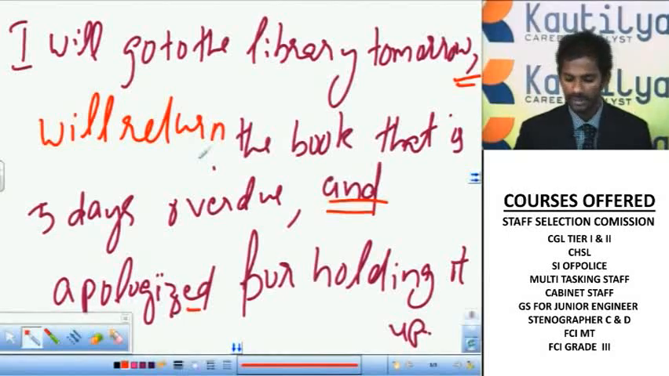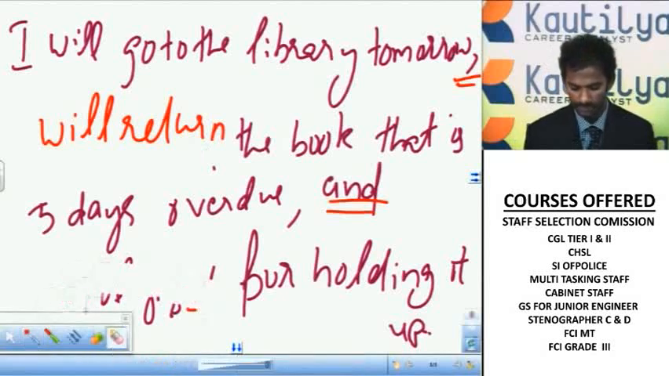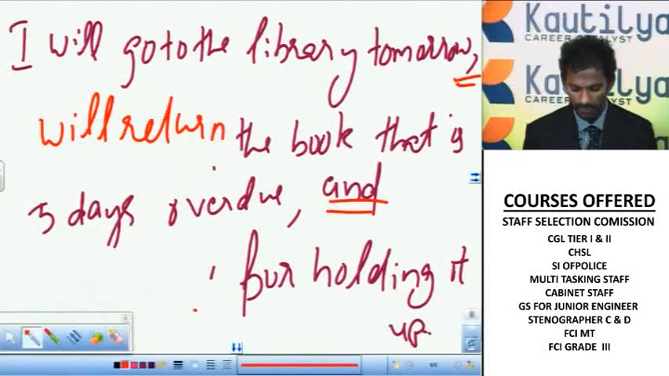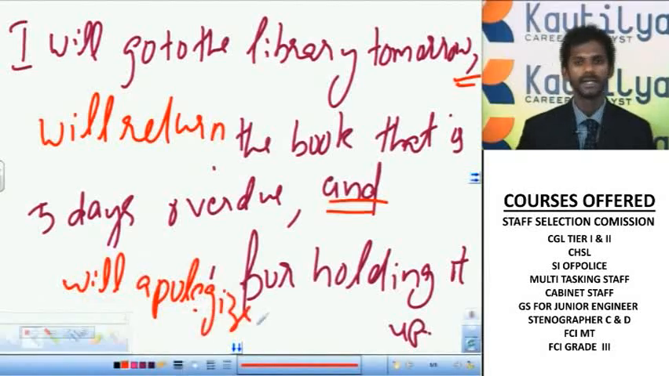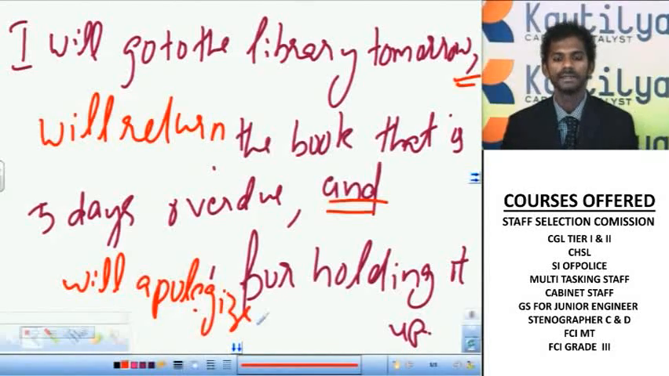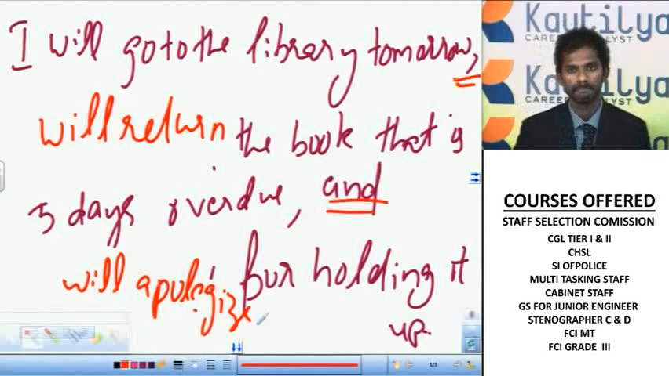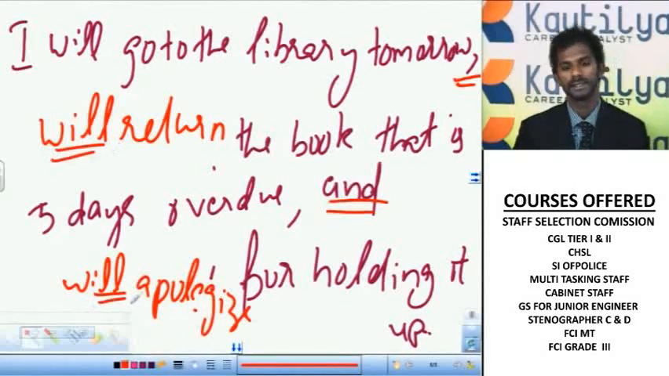Leave it there. Will return the book that is 5 days overdue, and apologize. We have to change that one too, right? And will apologize for holding it up. That is future, right? So here we have three ideas, and all the three ideas are in the future tense now. But there is an error with redundancy. There is no need for me to repeat will in the second idea and in the third idea, because will is understood in the second idea and the third idea.